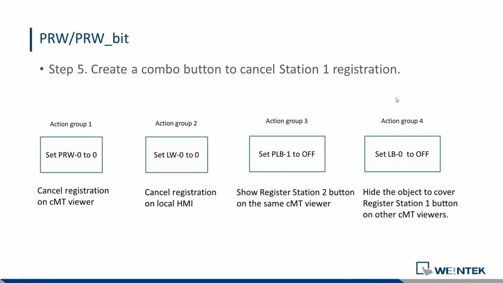All right, then the next step is that we're going to create the fourth combo button to cancel station 2's registration. Basically the setting is the same as your second combo button, except that we're going to set all the word addresses to 0, and we're going to turn off the PLB and LB addresses. So it is opposite to our second combo button.